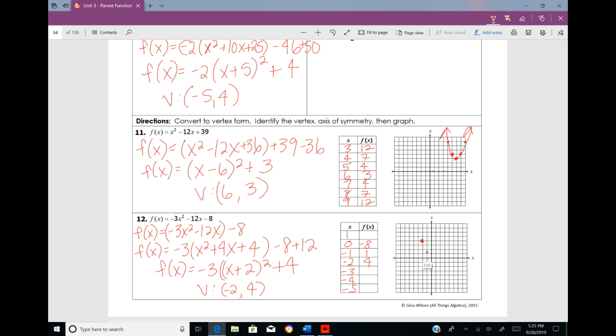At negative 1, we are at 1. At 0, we are at negative 8. Alright, and at 1, we'll have 1 plus 2 is 3 squared, which is 9 times negative 3 is negative 27, plus 4 will be negative 23. And then we just have a reflection. Alright, and that's completing the square.